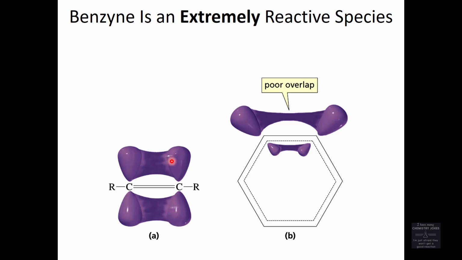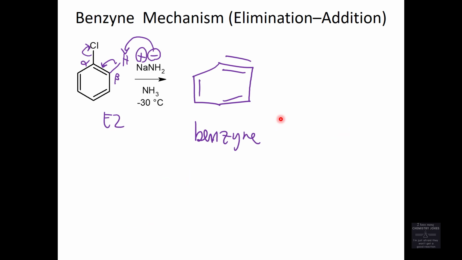A normal alkyne has good overlap between these things to give you a good pi bond. But trying to get a 180-degree bond angle, which is what an sp carbon usually is, between two carbons in a six-member ring, not so much. So benzyne has been proven to exist, and I'm going to explain how. It has been proven to exist, but it's an extremely reactive species. So it doesn't hang around for a super long time to do a lot of other things with it.